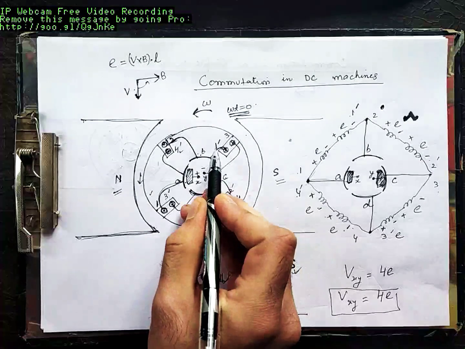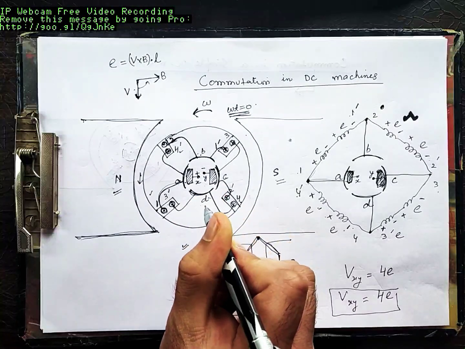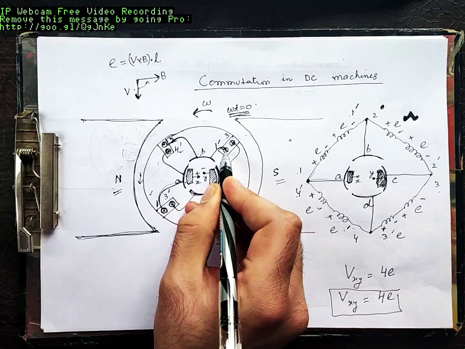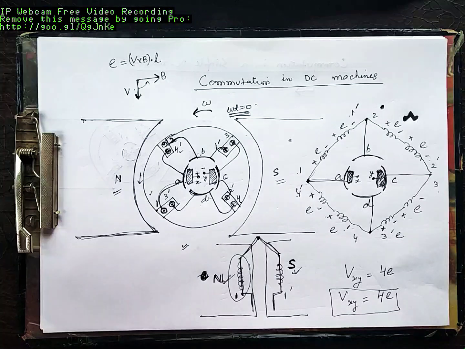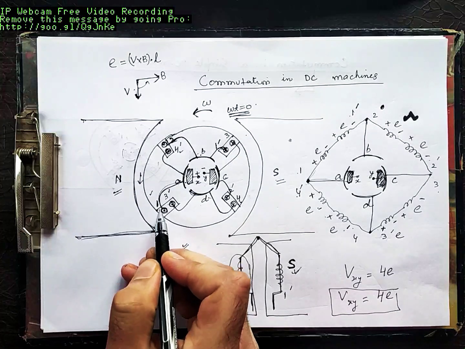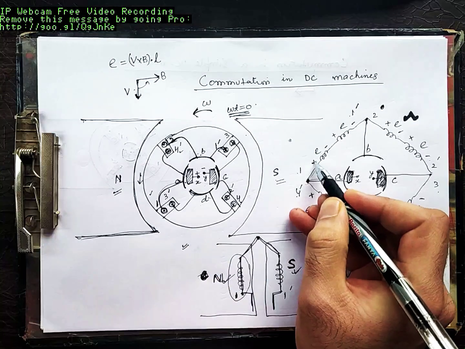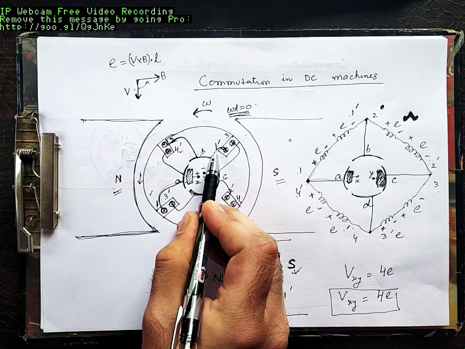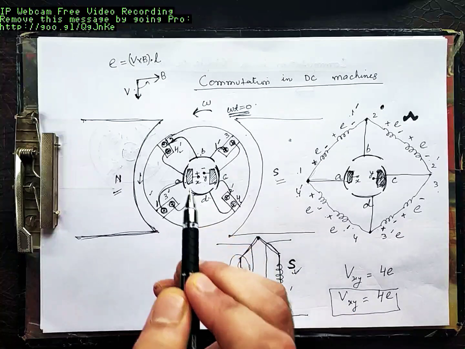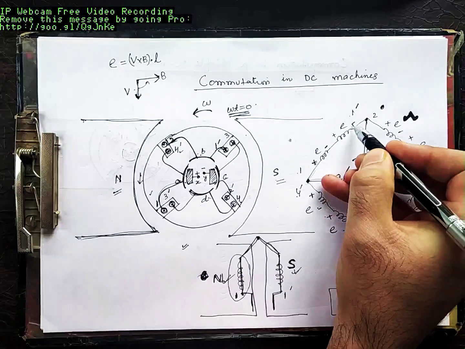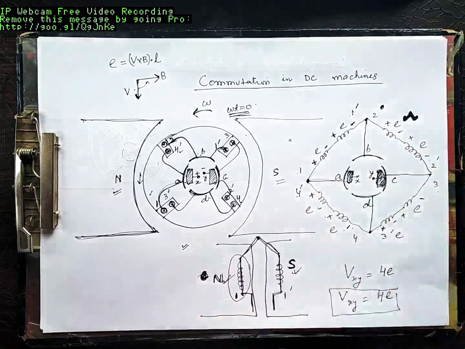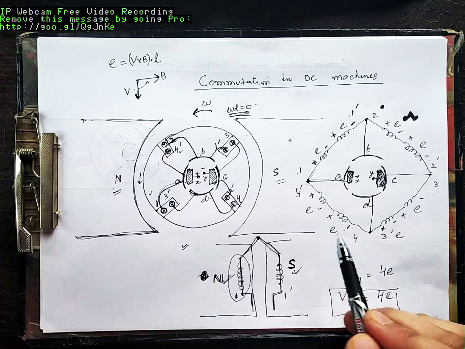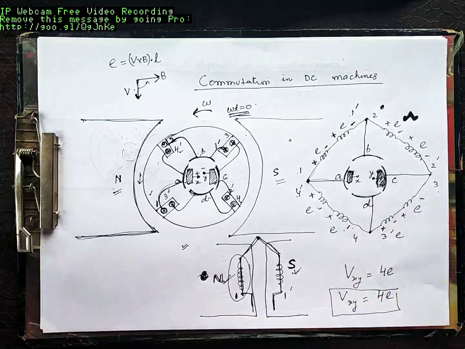Similarly, for side 1 prime, voltage is positive into the plane of the page. That means the voltage into the page is higher than the voltage at the 1 prime end. So for 1, positive is on the outer side and negative is on the inner side, while for 1 prime, positive is inside, whereas negative is at the 1 prime end. By the same logic, for 2 and 2 prime, 3 and 3 prime, 4 and 4 prime, you can mark positives and negatives.